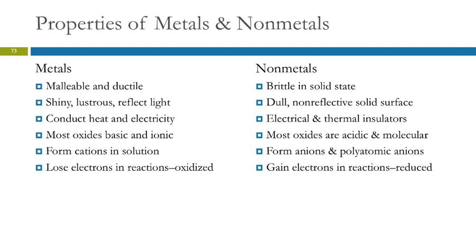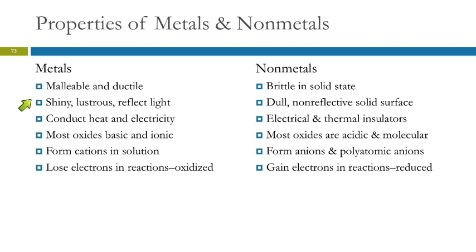Properties of metals and nonmetals. There are trends in metallic character. So a brief review here. As the name suggests, a nonmetal is a not metal. It's sort of opposite. So we can look at these characteristics.